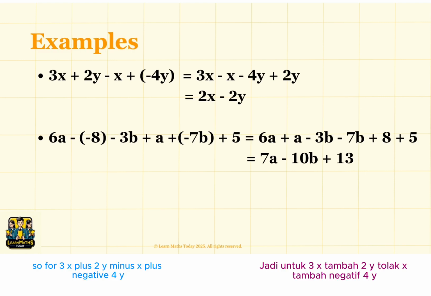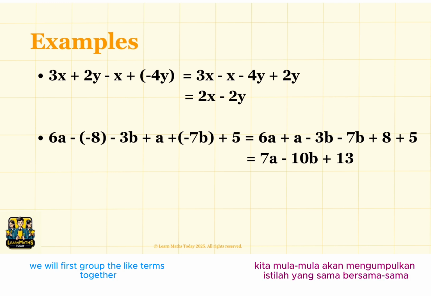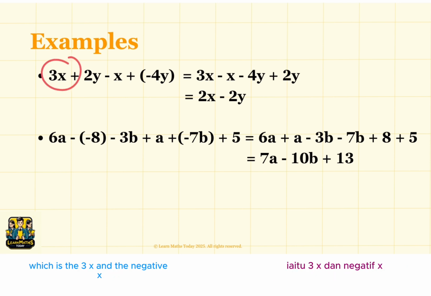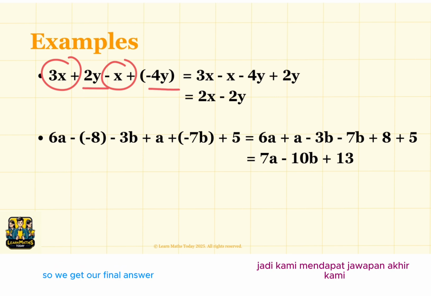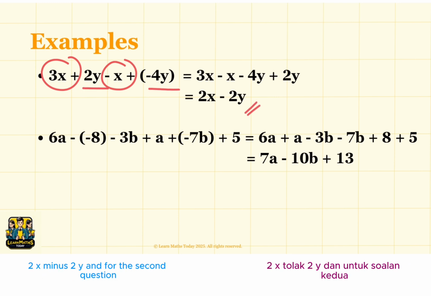So for 3x plus 2y minus x plus negative 4y, we will first group the like terms together, which is the 3x and the negative x, and then the 2y and the negative 4y. So we get our final answer 2x minus 2y.